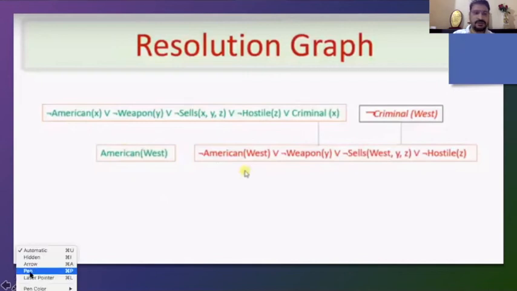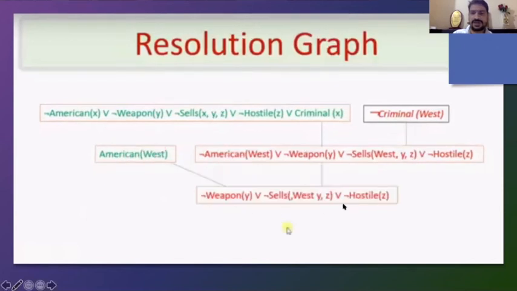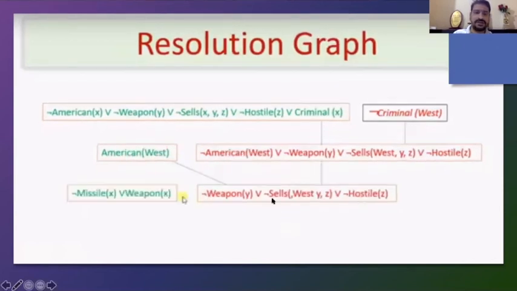What will be the next clauses that we have? These two will be eliminated, and the rest of the thing will be left out. Again, we'll apply the sentence negation of missile X or weapon X, that will apply here.